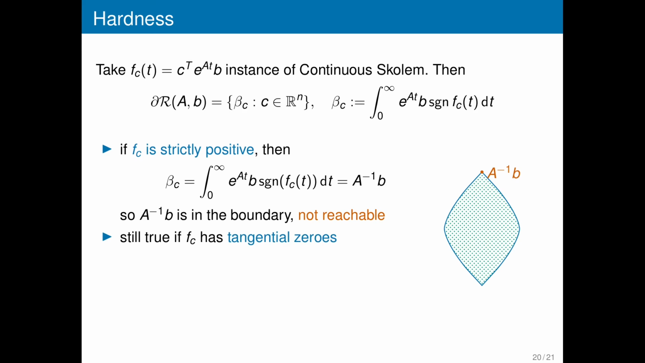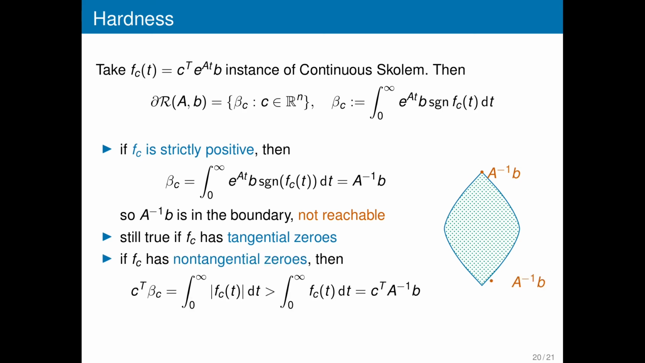Notice now that if fc is allowed to have some tangential zeros, this property is still true because the zeros of fc are at bounded distance from each other, and therefore they do not change the value of the integral. If fc has some non-tangential zeros, by continuity, it will be negative for a non-trivial amount of time. This can be used to show that the scalar product between c and beta of c will be strictly smaller than the scalar product between c and a minus 1b. In other words, the point a minus 1b will not be in the reachable set, but it will not be the furthest point in direction c compared to the rest of the reachable set.